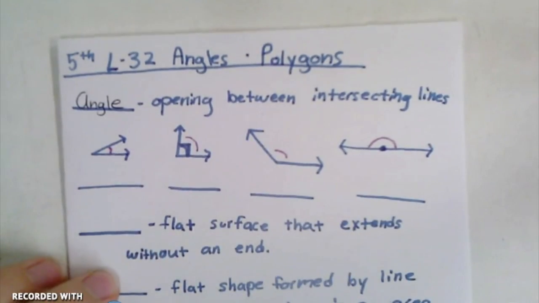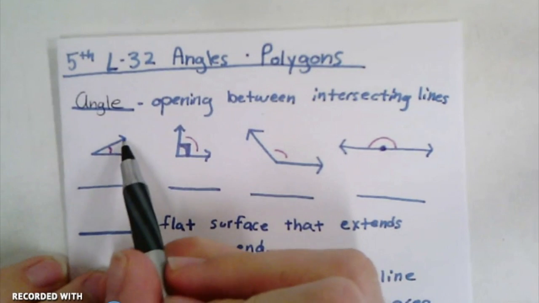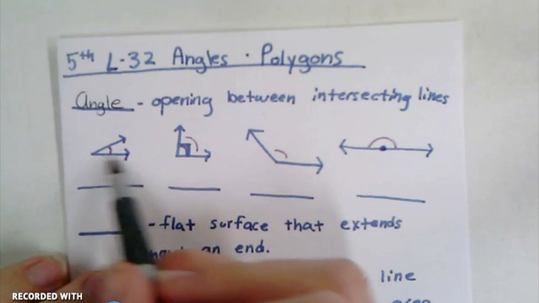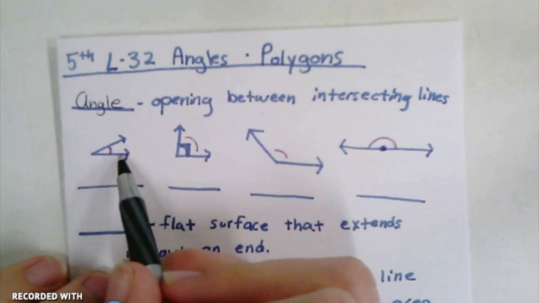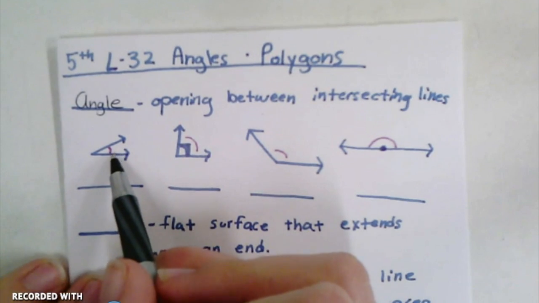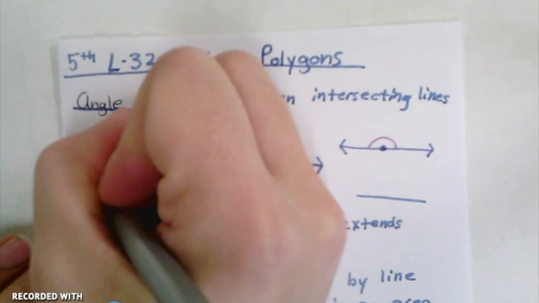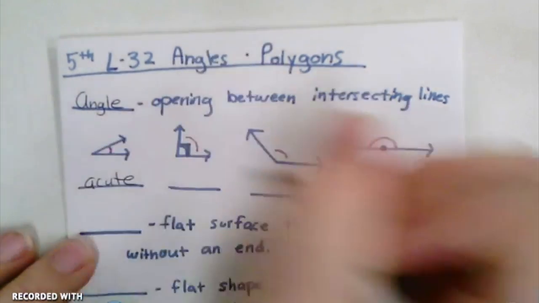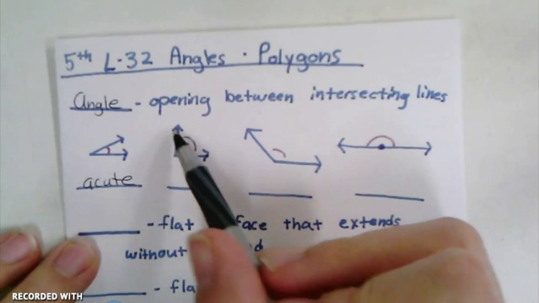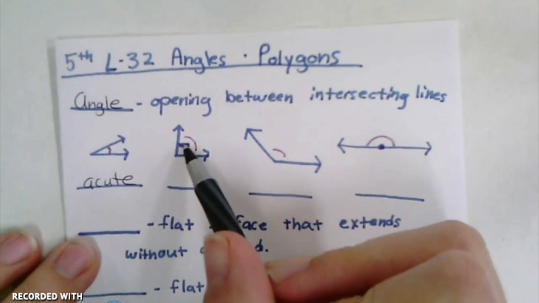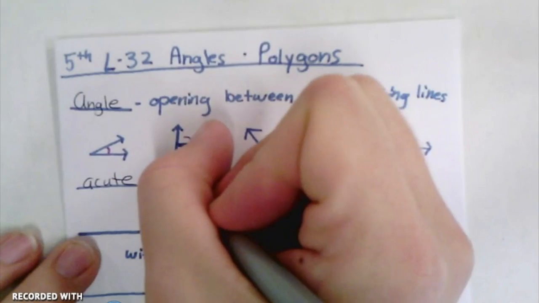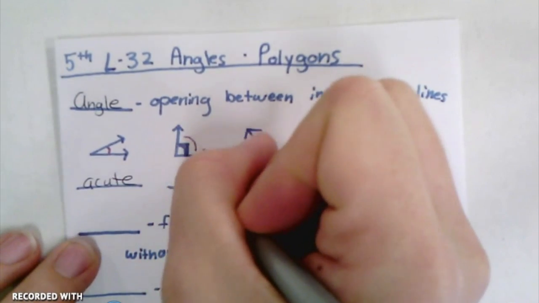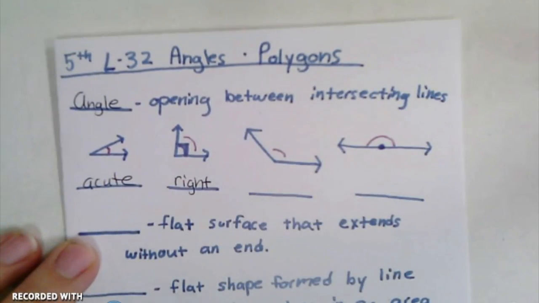And there are four different types of angles. When the angle is less than 90 degrees, it is called an acute angle. You can remember that like it's a cute little angle. When the angle goes straight up and down and it has this little box here, this is called a right angle and is exactly 90 degrees.